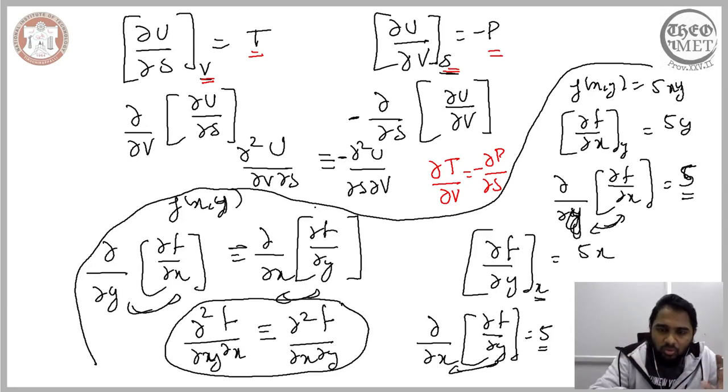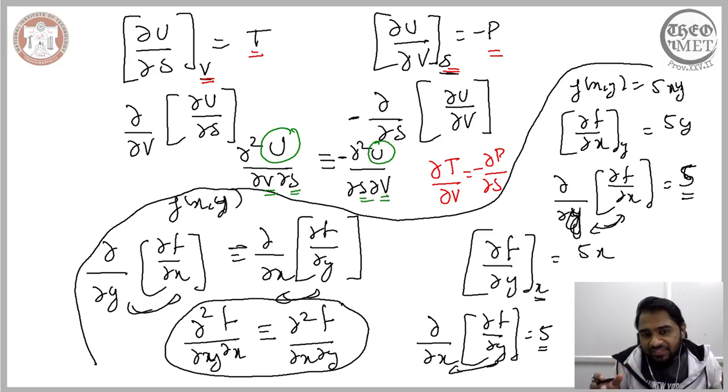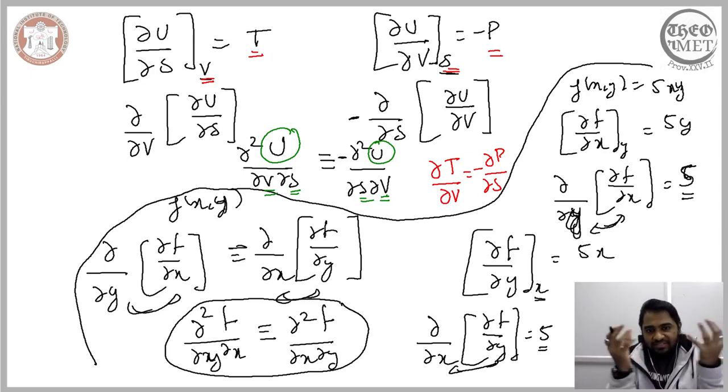If you look closely at Maxwell's relation, it just considers the second order derivative of a thermodynamic function with respect to two different variables. What essentially is done is, these variables are reversed and an equivalency is established.